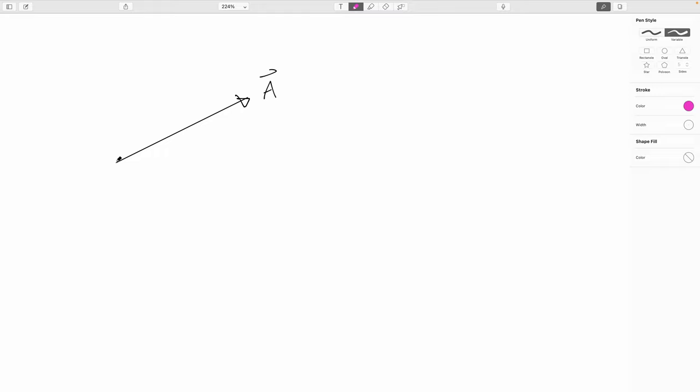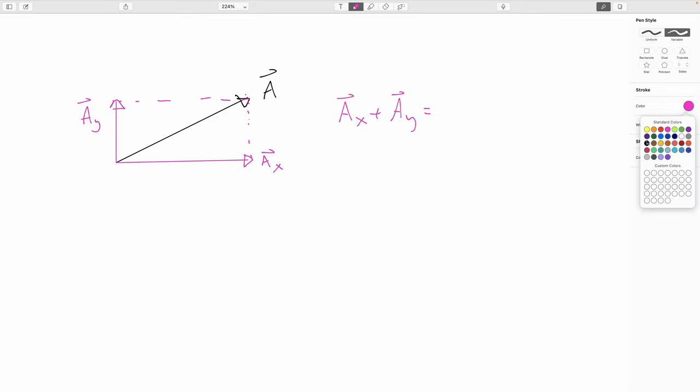I can, following the same sort of idea, and here I'll use the parallelogram rule, I can imagine constructing my vector A by adding this special vector that points purely in the x direction, and this special vector that points purely in the y direction. This is A sub x and A sub y with vectors on them. And you can see I can complete the parallelogram to make my vector A. So I can say that A_x plus A_y equals my vector A.